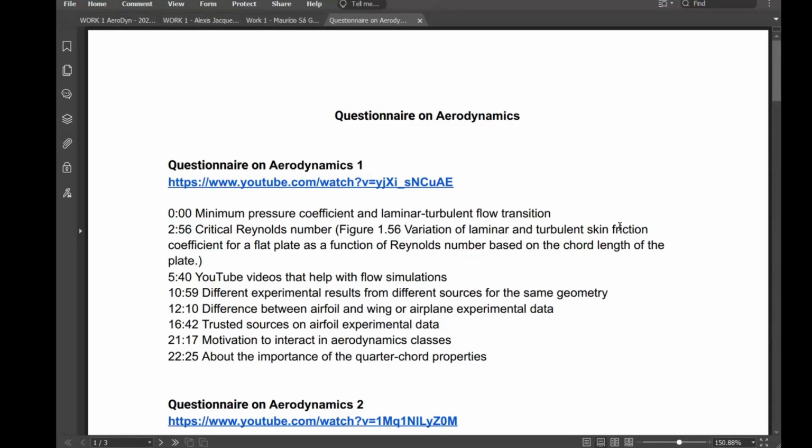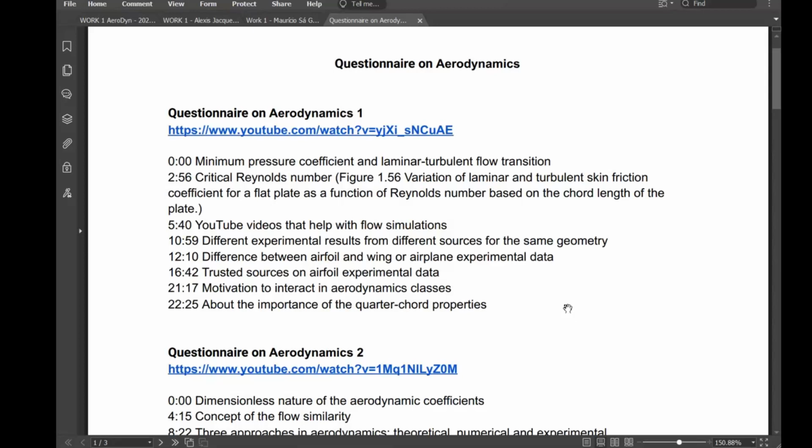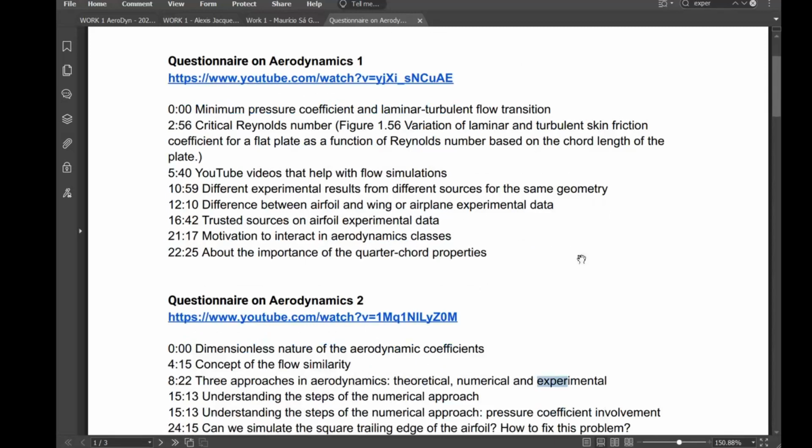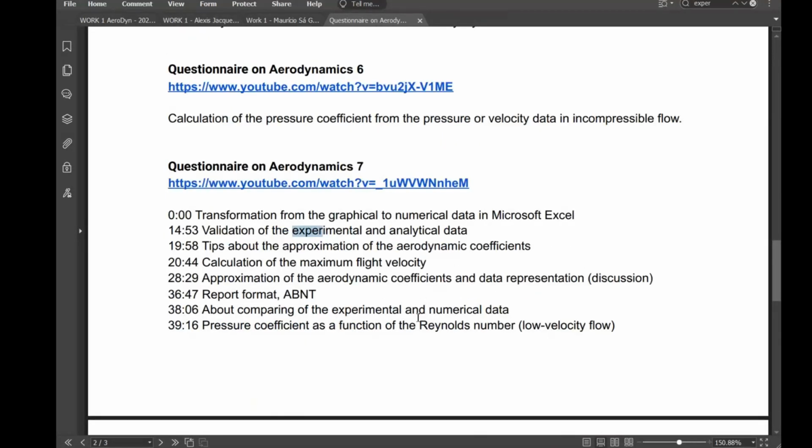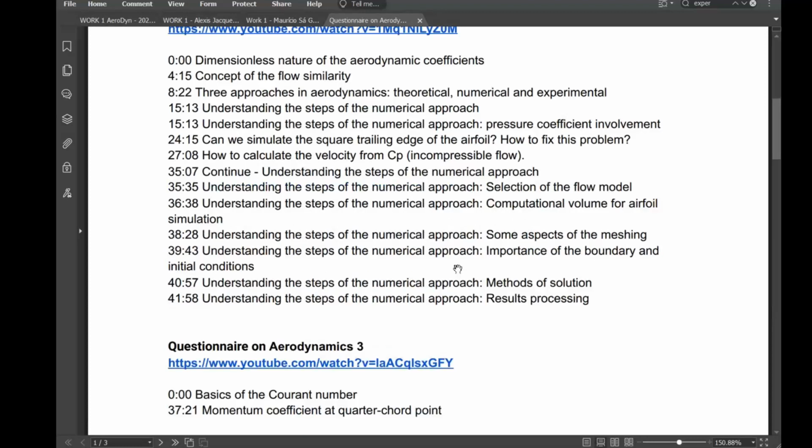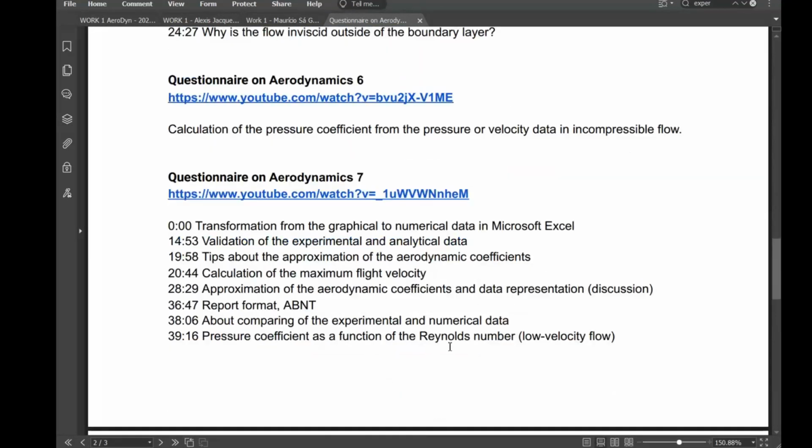I think this one. Yeah, and this is the list which we also have on Aprender 3 about videos and about all these problems. We can find here something on experimental. Here on this item 7, we can find comparing the experimental numerical data, and I think in the same video I also show how to make this transformation from a picture to graphical form.